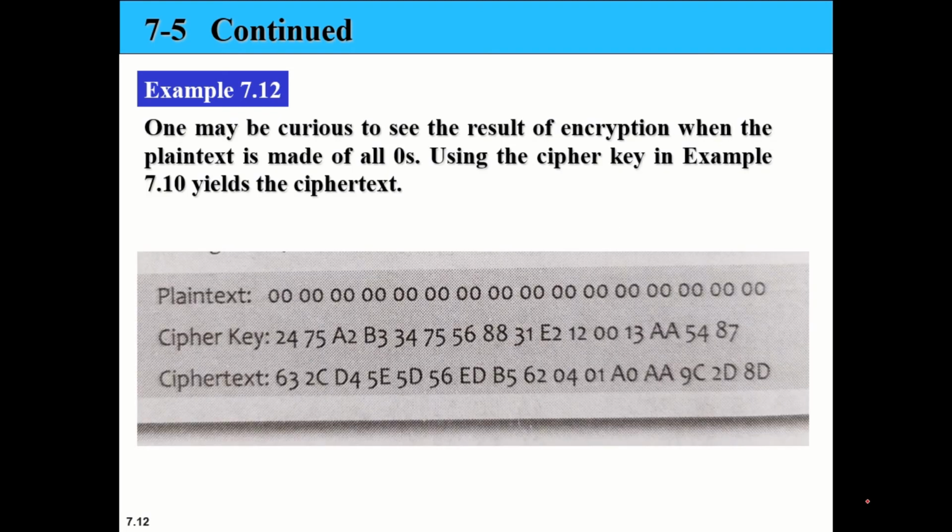Now this is an example wherein we have all the entries in the plain text as 0, okay, and this is the cipher key. So we can see that if the plain text is made up of all zeros, then also we can have the cipher text which is very complex, right? So this is the beauty of AES.